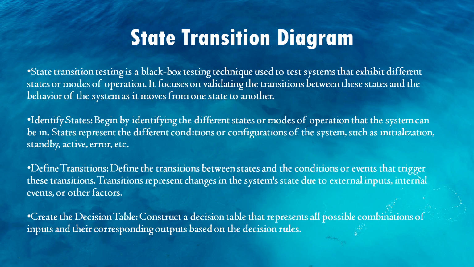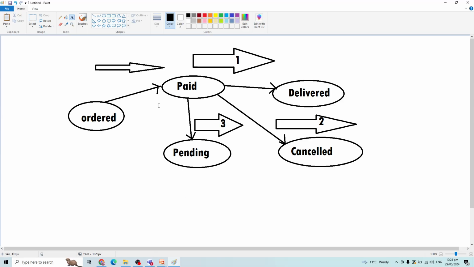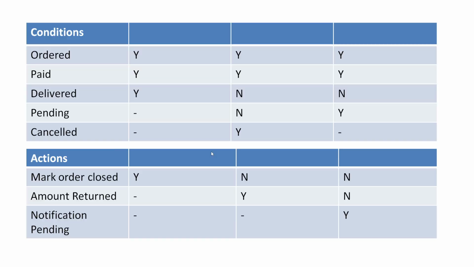Okay, now let's create a decision table. I have ordered, paid, delivered; ordered, paid, cancel; ordered, paid, pending. So let's see this decision table. I hope you all know what a decision table is, because in previous sessions we have a separate session for decision tables, and I've covered what a decision table is. If by any chance you didn't watch that video, I would strongly recommend watching it and then watching this video, because both are interlinked.